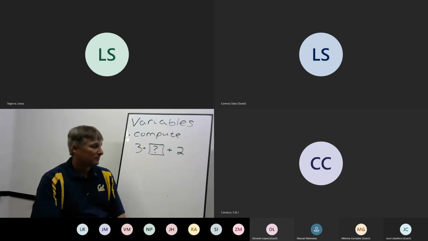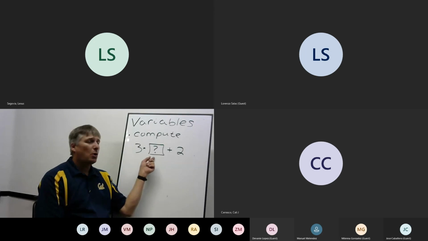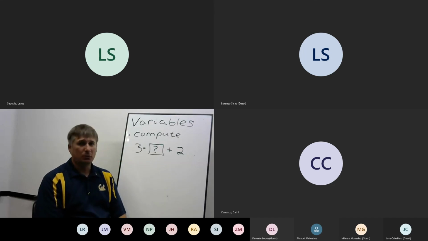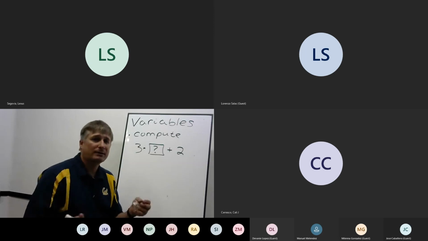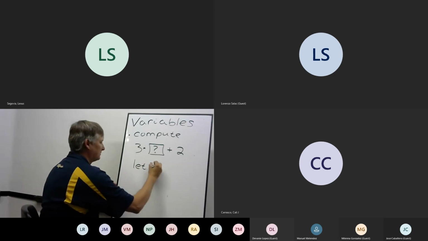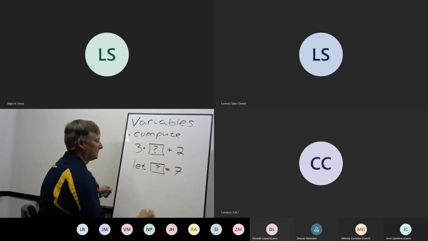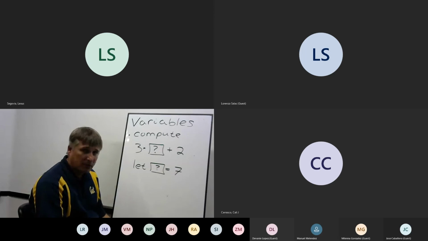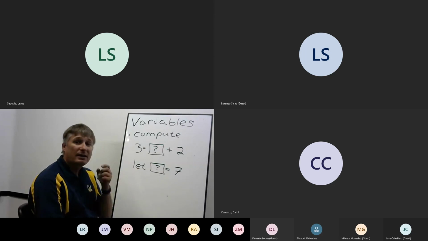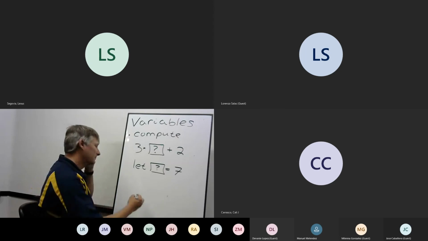All right, moving on. We need to know what this is before we can do the computation. We do know, though, because it's a variable, it is a number. We just don't know which one. So someone has to come along and tell us. And we'll say, let the variable be 7. Thank goodness. Someone comes around and says, let this be 7. Now we can do the computation.